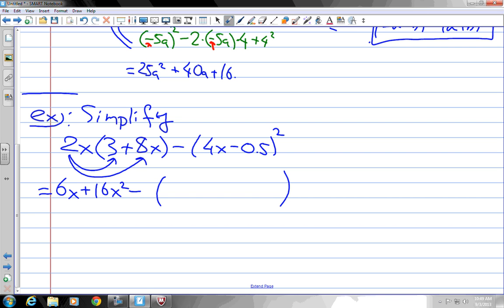We have a minus in between, so it's just the square of a difference. And the formula tells me to square the first, so I'm going to write that: 4x squared, minus 2 times the first term, which is 4x, times the second term, which is 0.5, and then plus 0.5 squared. So this is a plus here.